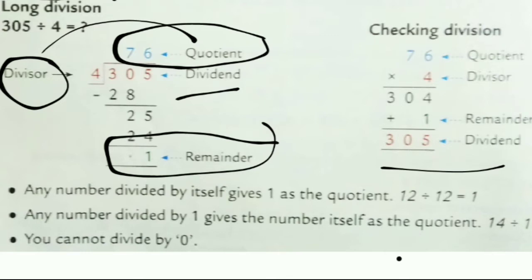See, any number divided by itself gives 1 as a quotient. Suppose 2 divided by 2 is 1. In this one, 12 divided by 12 is 1. Any number divided by 1 gives the number itself as a quotient. It means 14 divided by 1 equals 14. Last, you cannot divide by 0. Okay.